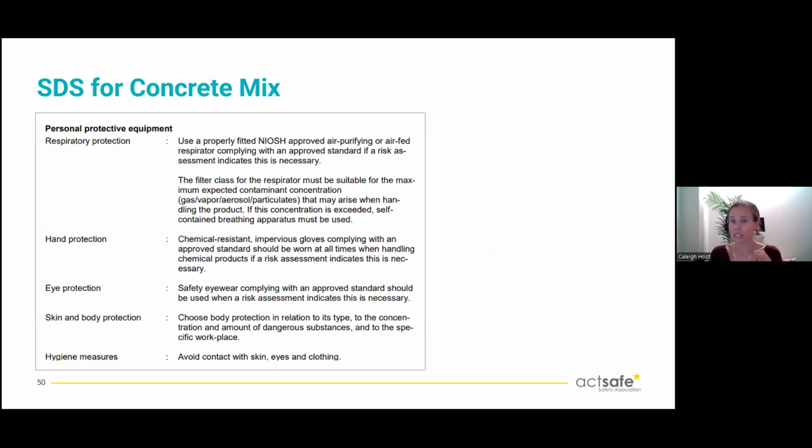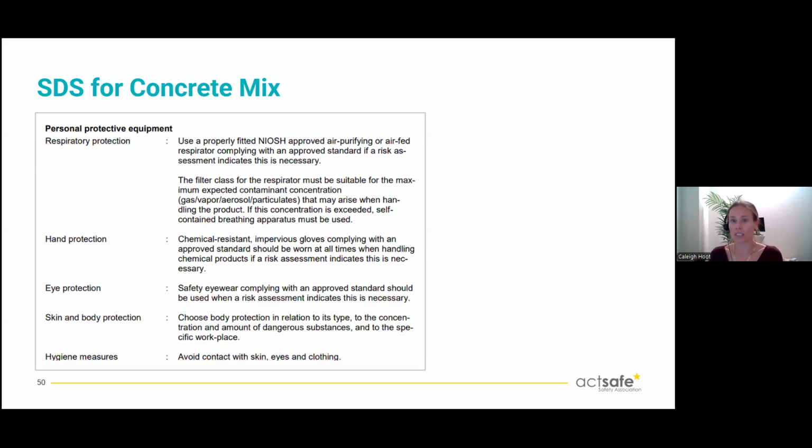Again, this is all in Section 8, so it's a fairly long section. If you look at the SDS for something like this concrete mix, it's going to talk about local exhaust ventilation, avoiding dry sweeping, wearing NIOSH-approved air purifying respirators if dust is present and ventilation is inadequate. We see on here your eye protection: safety eyewear complying with approved standards, which should be used when a risk assessment indicates that it is necessary. So it's prompting you to take more steps into seeing what else you would need to stay safe based on how you're using this product. This is a really, really helpful section.